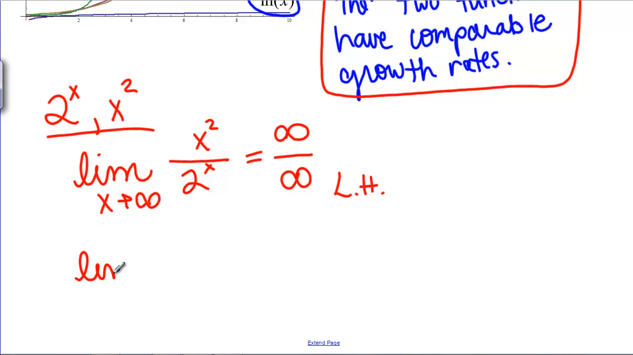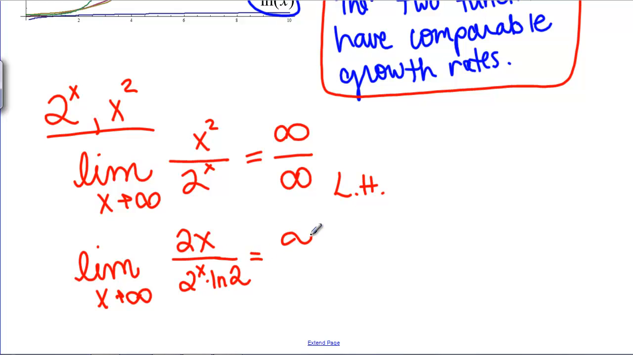Using L'Hopital's rule, this is equal to the limit as x goes to infinity of 2x over 2 to the x times the natural log of 2. Now the natural log of 2 is just a number, so this again is of the form infinity over infinity. 2 times infinity is infinity, and 2 to the x is still infinity, times a number gives us infinity. So we're going to use L'Hopital's rule again.